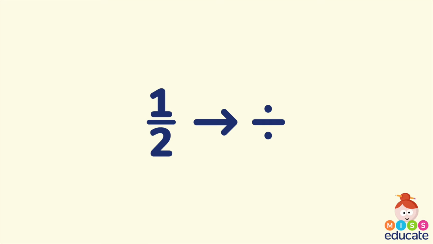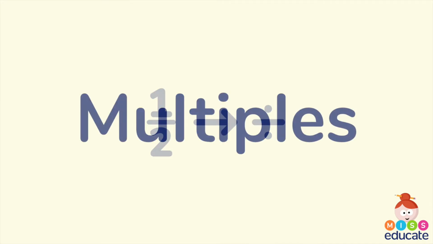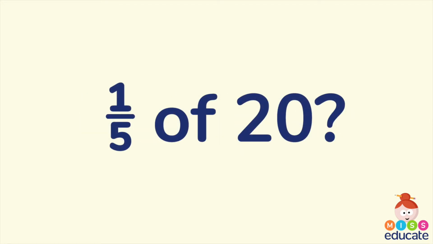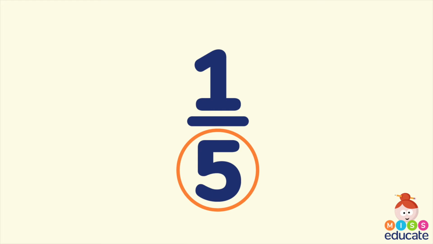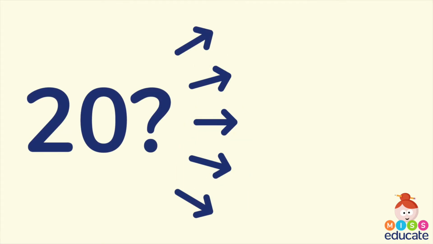So one of the skills we're going to need is counting in multiples. Let's start with 1/5 of 20. When we're looking at 1/5 of 20, it's so easy. We have to look at the denominator. I hope you remember that the denominator is the fraction's bottom. In this case, that will be 5. Remembering that fractions are just division, because we're working out what 1/5 of 20 is, we need to work out what 20 is divided into 5 equal parts.